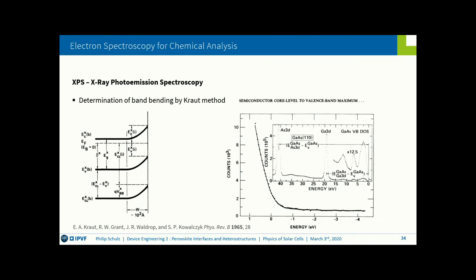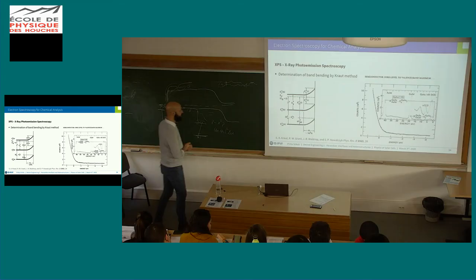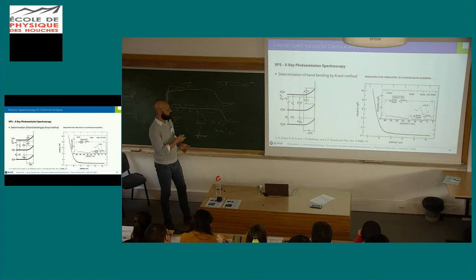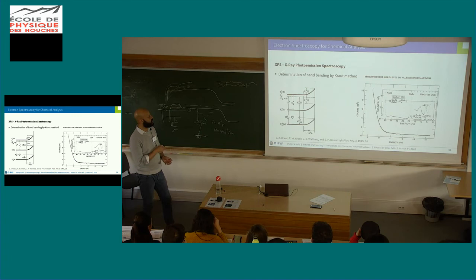Good. So I won't go into detail on this, and you will find the reference also in the slides that will be provided as a PDF. But an important point to take away from this method is that it does not just determine band bending of semiconductors at the surface, because you can now measure the valence band offset as a function of your core level.